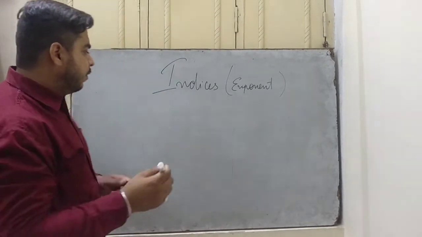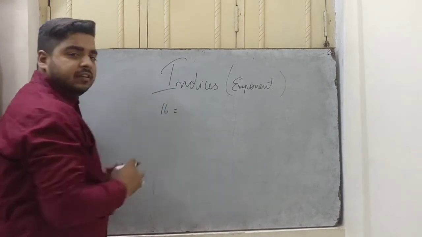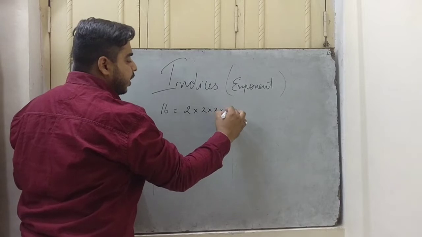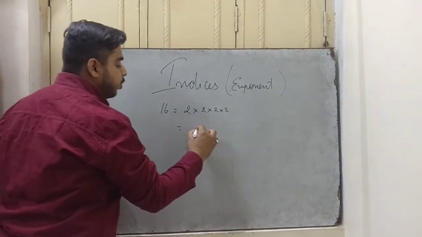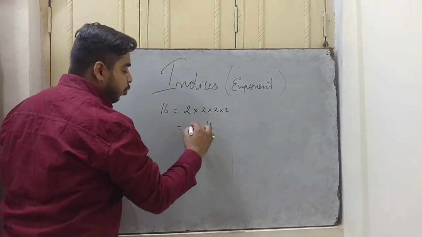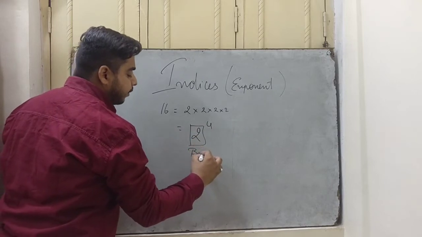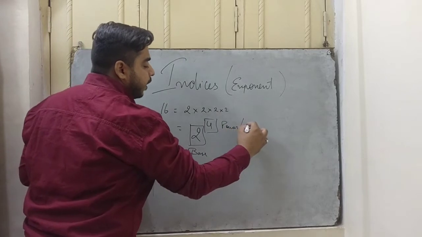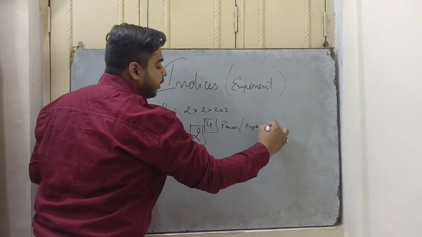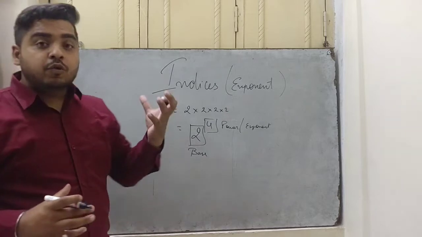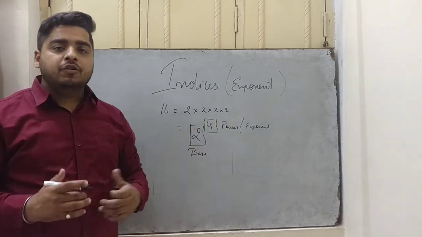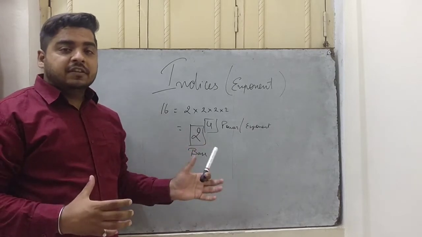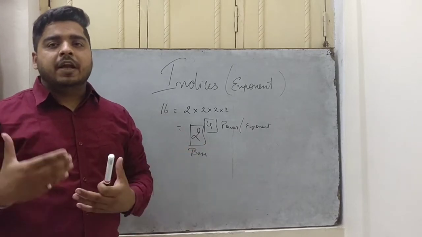For example, we know 16. If we take the LCM of 16, it will be written in the form of 2 into 2 into 2 into 2. In short, we write it in the form of 2 to the power 4. So here 2 is known as the base and 4 is known as the power or exponent, and this is known as the exponential form. Whenever we have to do a calculation where base and power are to be used, we use the method of indices, and we use indices in our daily life to do many calculations.